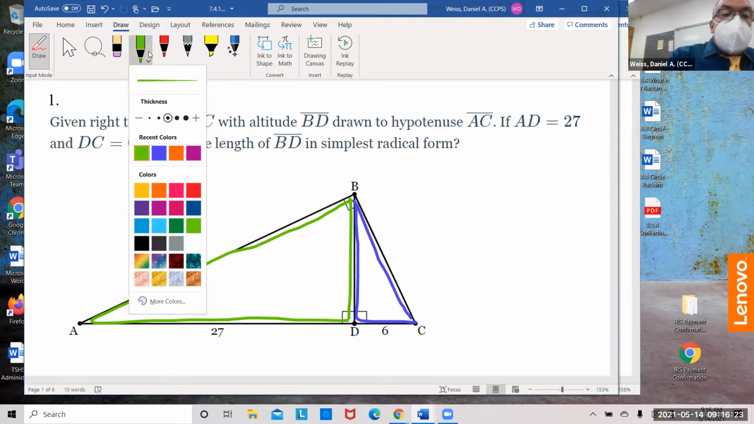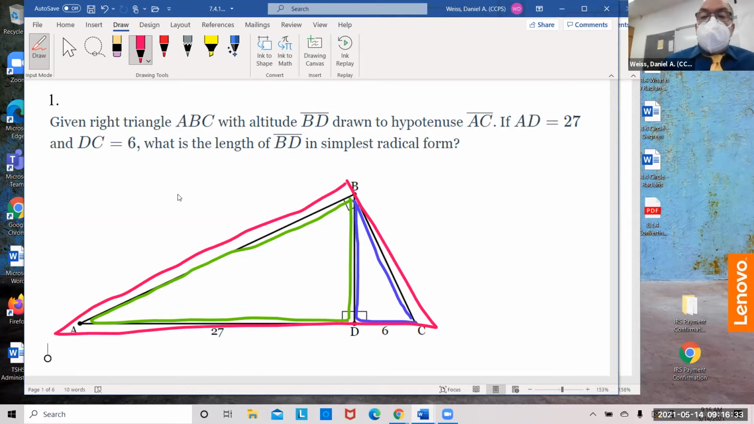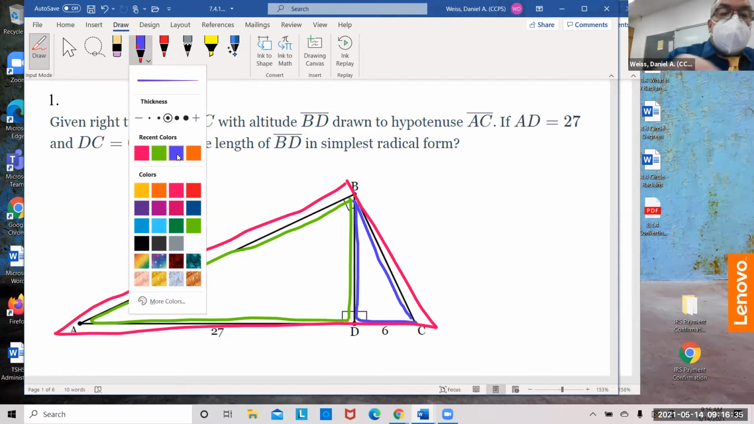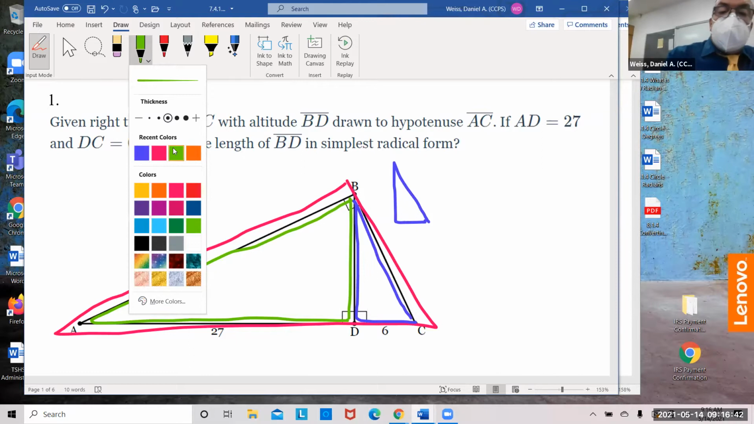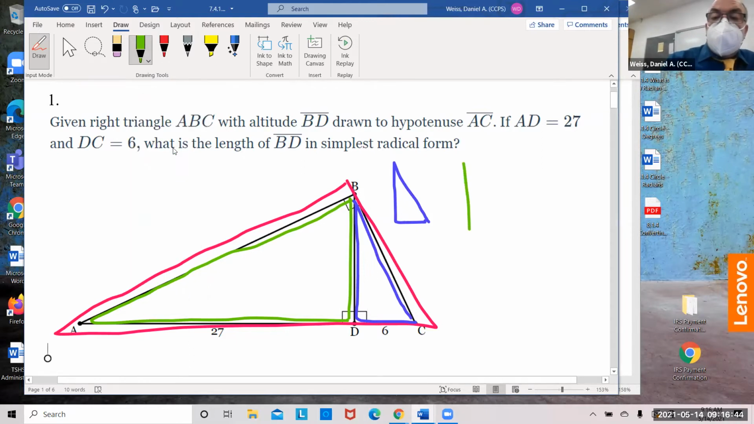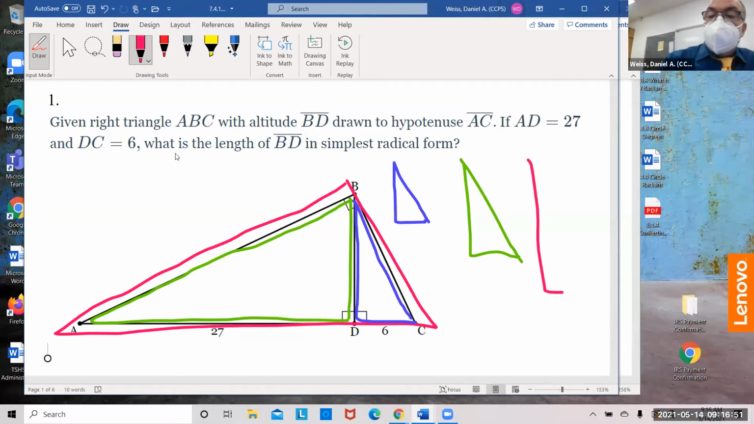And I have this large triangle. Okay, so what I'm going to do is set them up next to each other. I've got the small, I've got the medium, I've got the large.